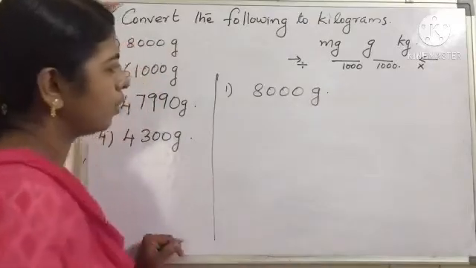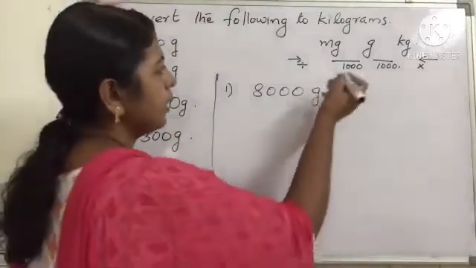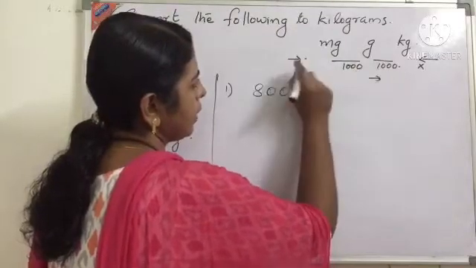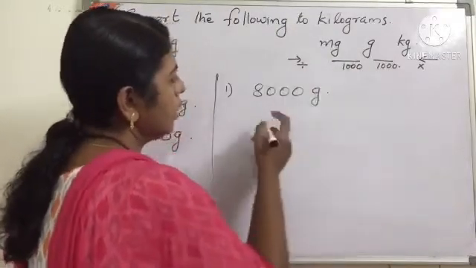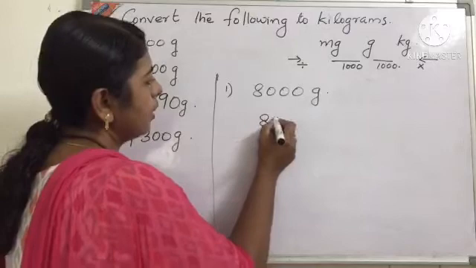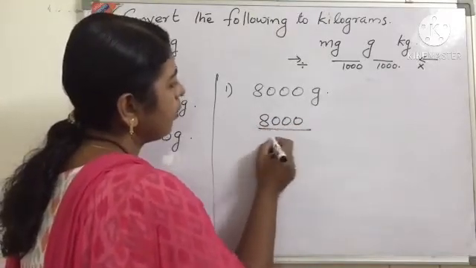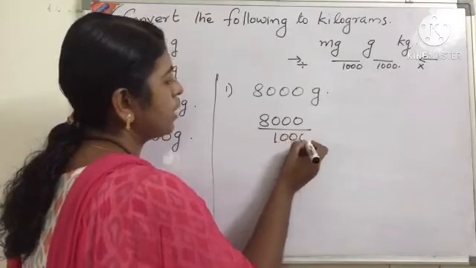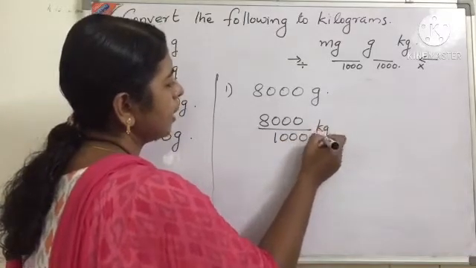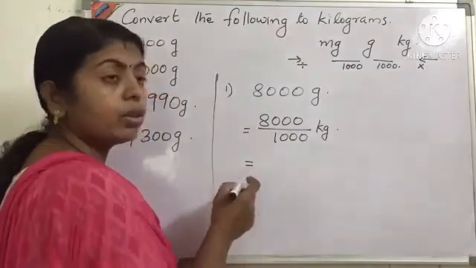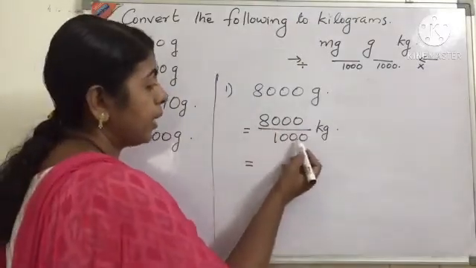8000 gram. Okay, we want to convert this gram to kilogram, that is in this direction, so it's a division. So 8000 divided by which number? 1000. Now it becomes kilogram. Okay, we want to divide this 8000 by 1000.